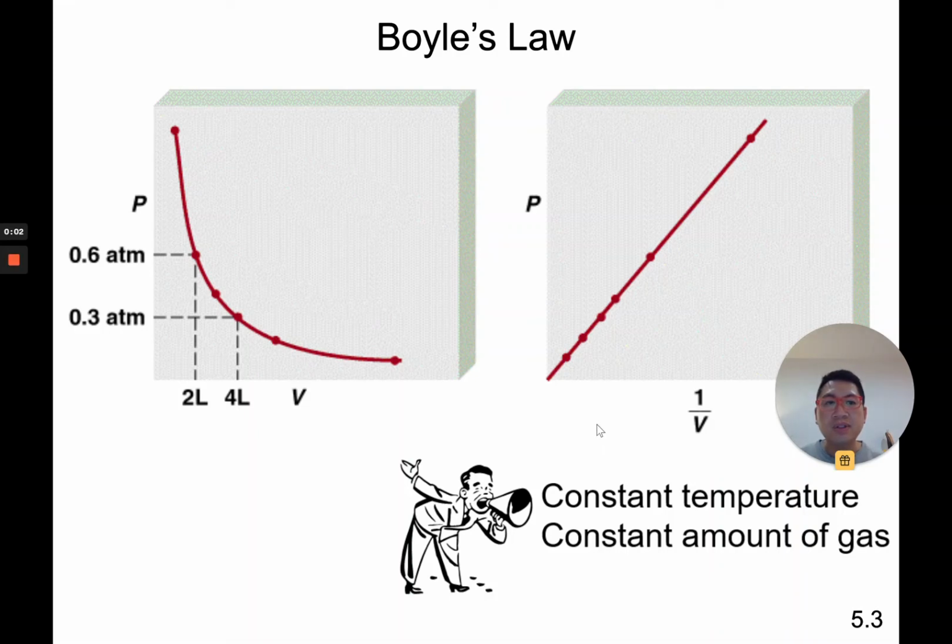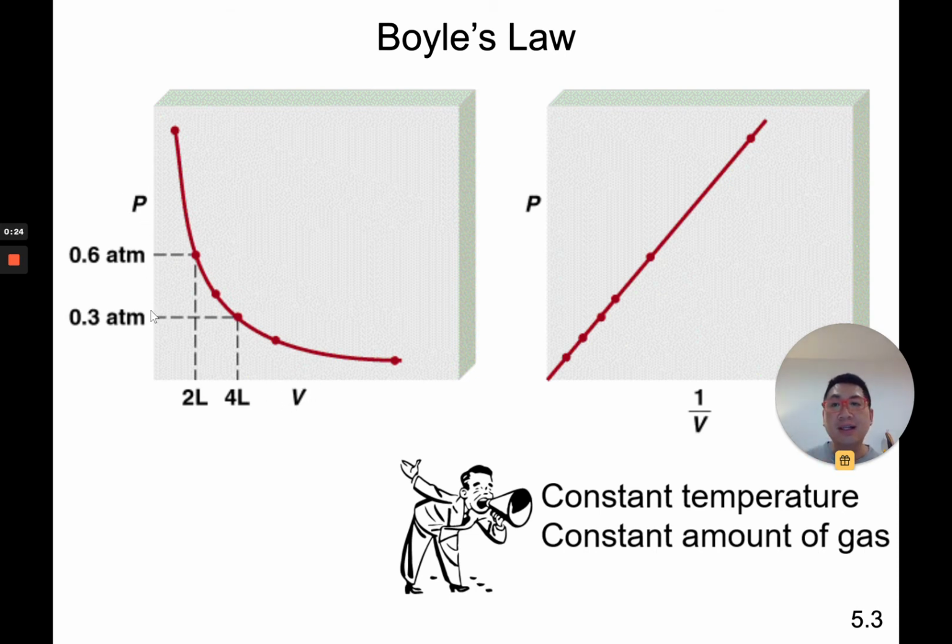Okay, so we're going to continue on the notes. This is part 2 of chapter 5 notes, and what we're doing now is about several gas laws. The first one being something called Boyle's law. Boyle's law is the relationship between pressure, P, and volume of a gas, V. So pressure, P, volume of gas, V.